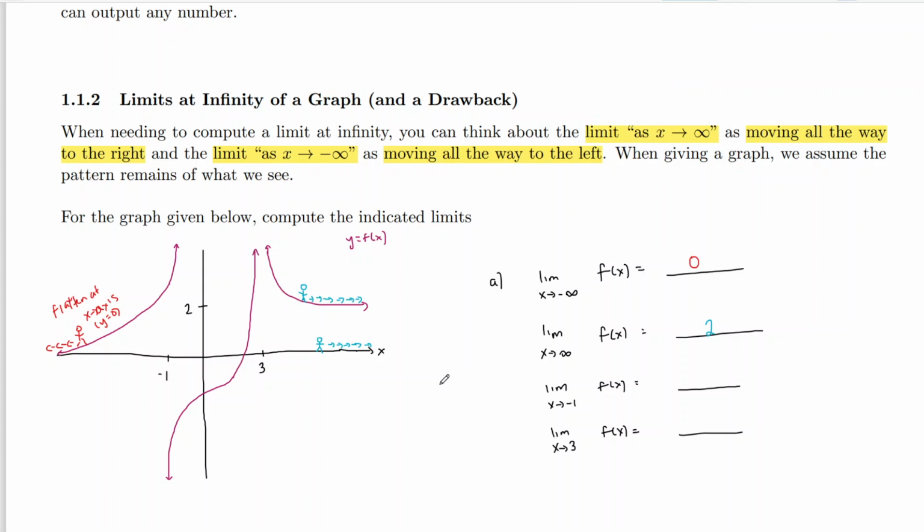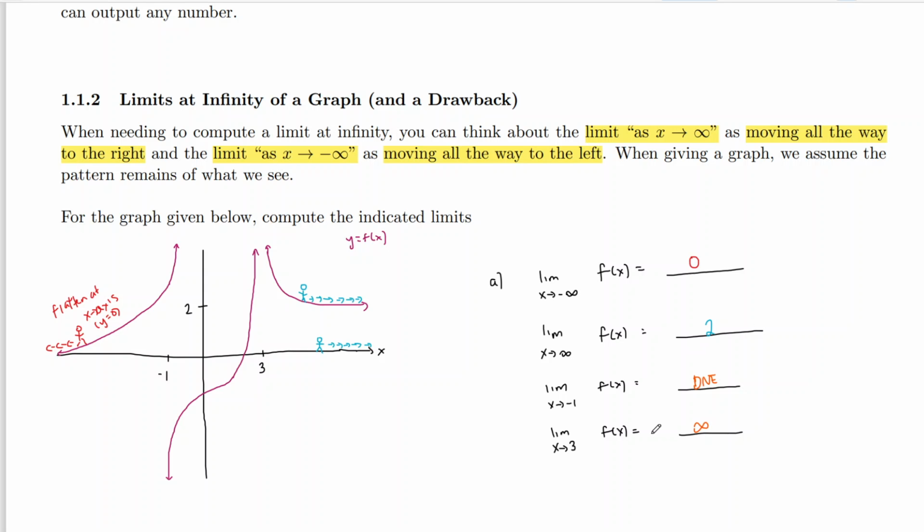All right, now the last two here are just limits that we've been dealing with since the first section. Nothing new here. The limit as x goes to negative 1. Well, as we go towards negative 1 from the left, goes towards positive infinity. As we go towards negative 1 from the right, we go down towards negative infinity. And we know when those are different, it's D.N.E. And then as we go towards 3, from both the left and the right, it's going towards positive infinity. So this one is positive infinity.